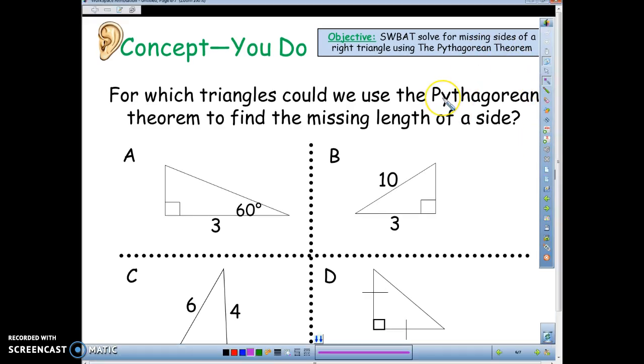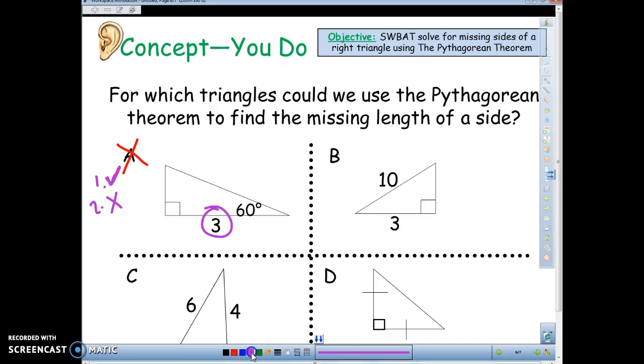Alright, so hopefully you've tried this. Here for situation A, notice this is a right triangle. So I guess requirement number one is satisfied, right? I have a right triangle. Situation two, do I know two sides? Well, I know this side, and I'm given one angle. In this situation, I do not have the information needed, so I cannot use the Pythagorean theorem here.